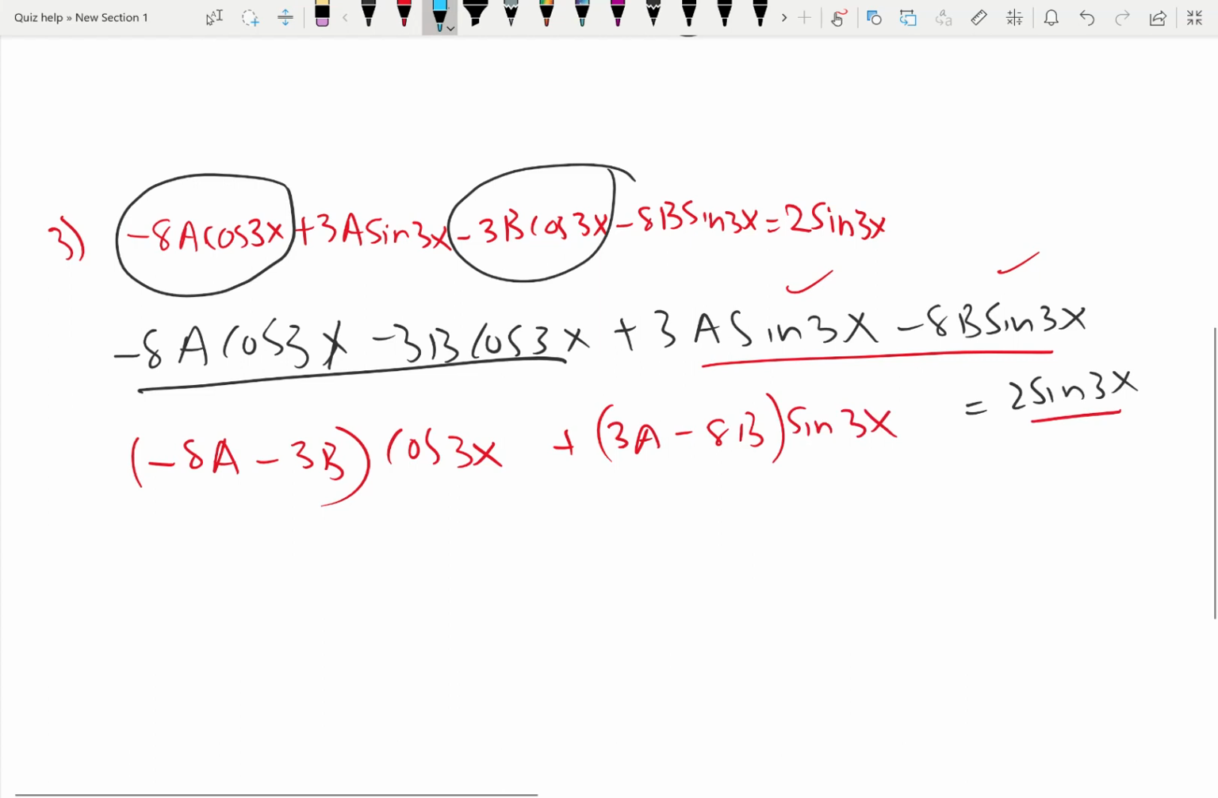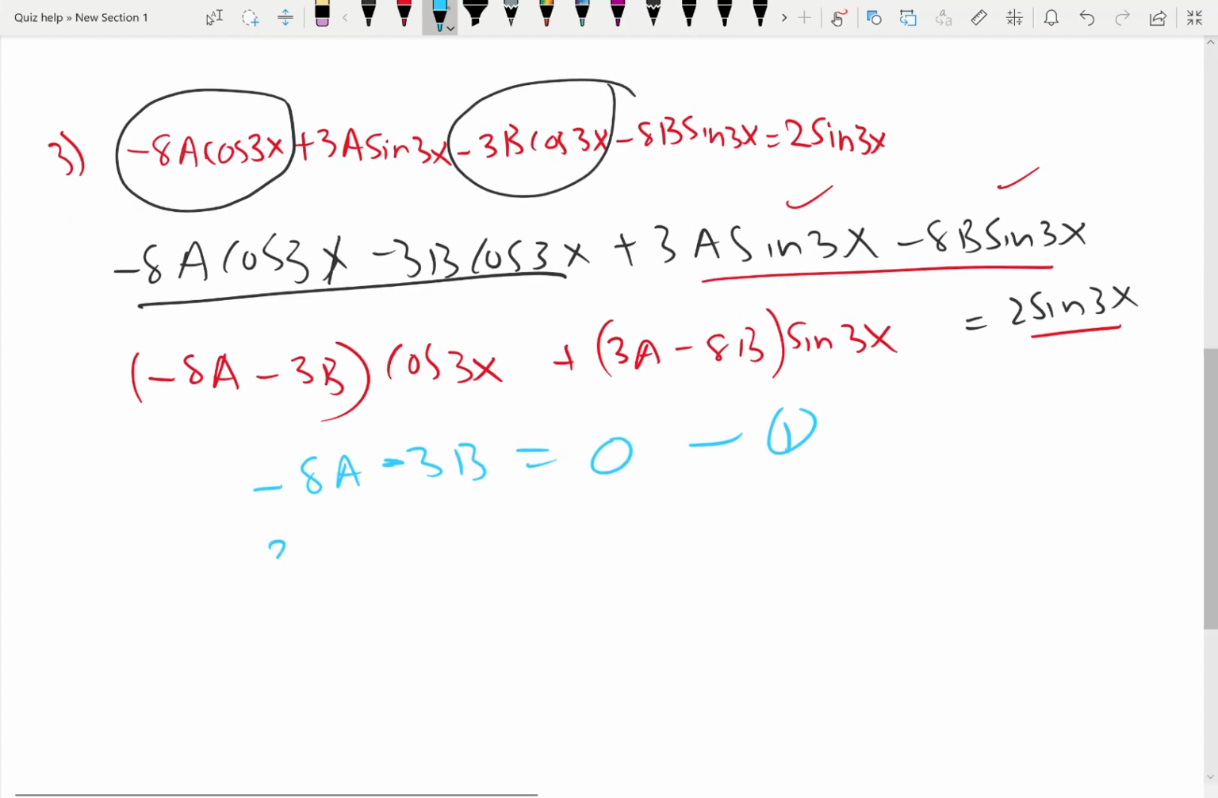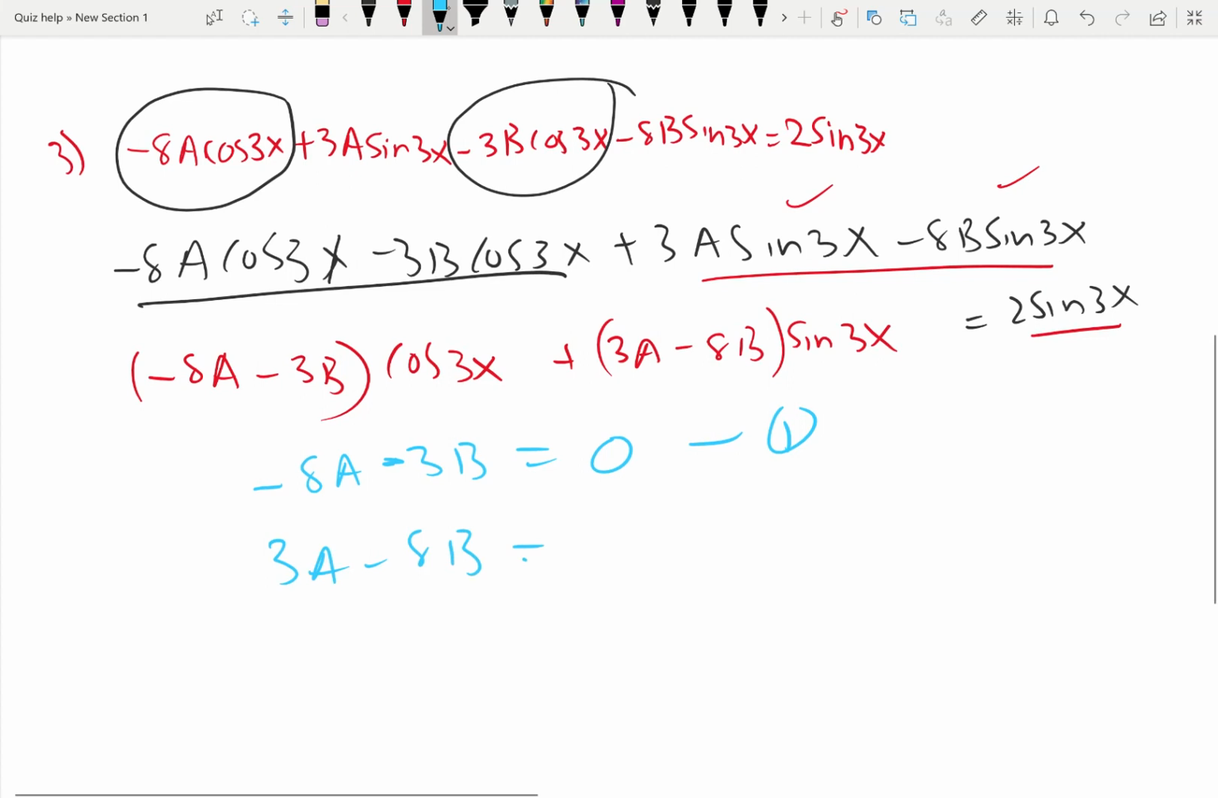Now using the coefficients of the cosine, on the left it's negative 8a minus 3b, on the right it's 0, right? So you can see all of a sudden we cannot figure out a and b in one shot. So let's keep it, okay? But then using the coefficients of sine, 3a minus 8b is equal to 2. That's the second equation. All right, so we get two equations rather than directly getting answers for a and b. Now guess what you have to do? You have to solve this simultaneous equation pair, right? So let's see what we can do.